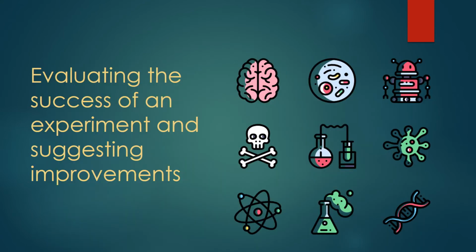Right, we're now going to go on to evaluating the success of the experiment and suggesting improvements. This is a really important part of the scientific process because at the end of the day, the experiment might not have been perfect, might not have given you good results, but that is still usable. We can learn from our mistakes, and when we come to do it again, we can do better because we've evaluated our experiment and we know how to improve on it.